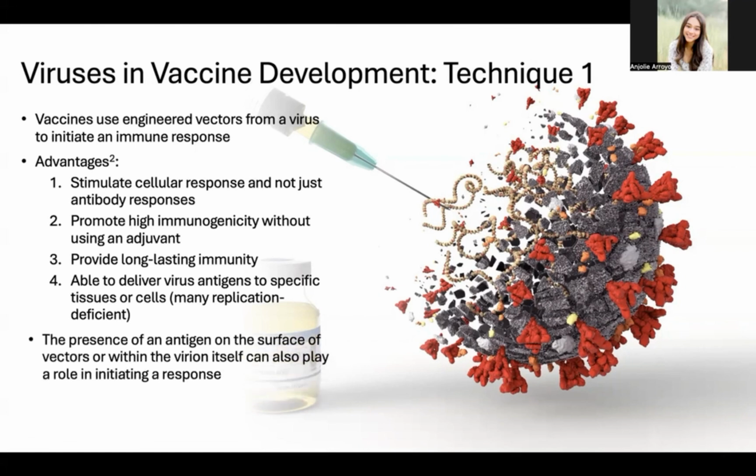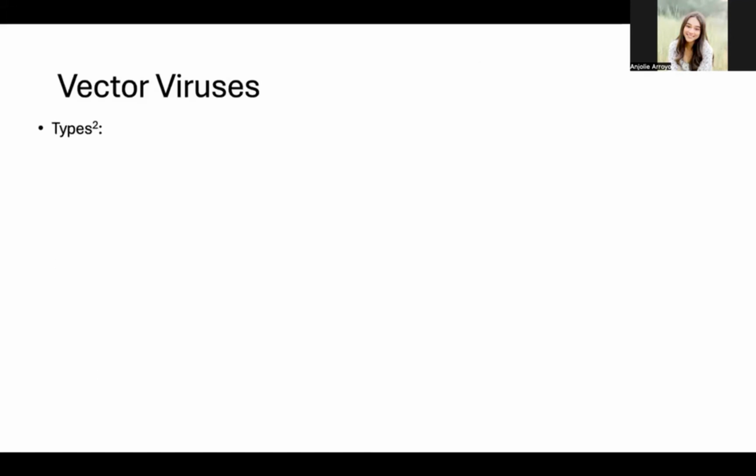And it is found that the presence of an antigen on the surface of vectors or even within the virion itself can also play a role in initiating an immune response. Now, there are two types of viruses that can be used for these kinds of vaccines. One being a replication deficient virus, and it's just what it sounds like. It's a virus that cannot replicate. Now, these have the vector on their surface. However, their expression is controlled by an exogenous promoter.